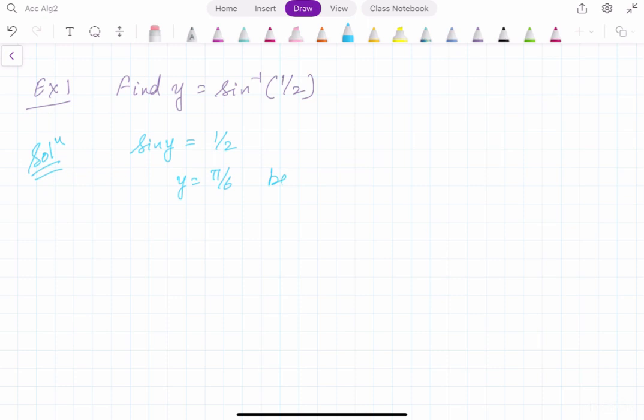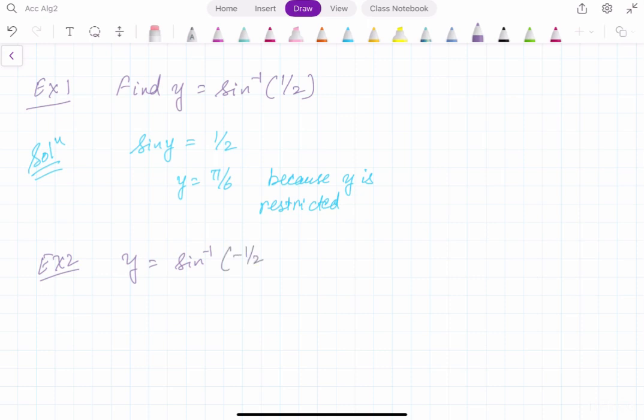It will be at pi over 6. So the sine restriction is in quadrant 1 and quadrant 4, and 1/2 is positive, so that means it will be in the first quadrant.